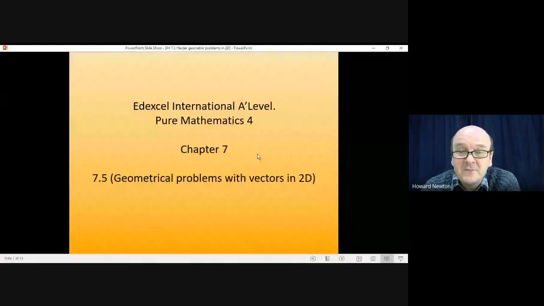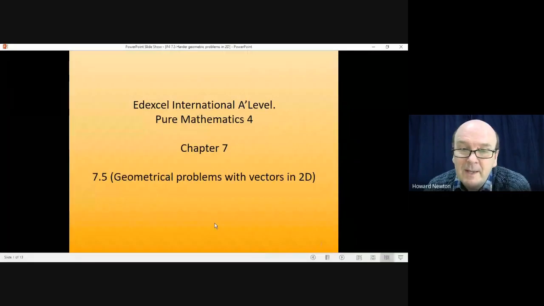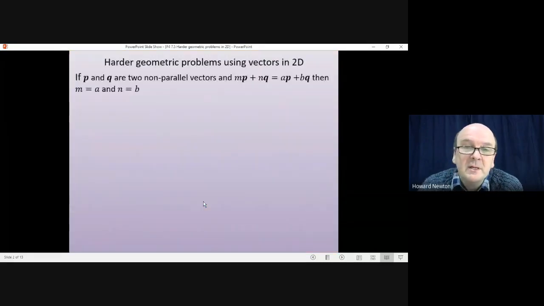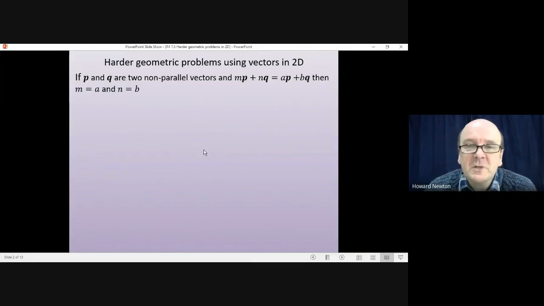Hi there, and welcome to this lesson on Pure Mathematics 4. In this lesson, we're on Chapter 7, 7.5, and we'll be looking at more difficult geometrical problems which involve vectors in 2 dimensions. In a previous lesson, we did look at some more straightforward problems, but there is a type of question that turns up quite frequently that we need to look at.